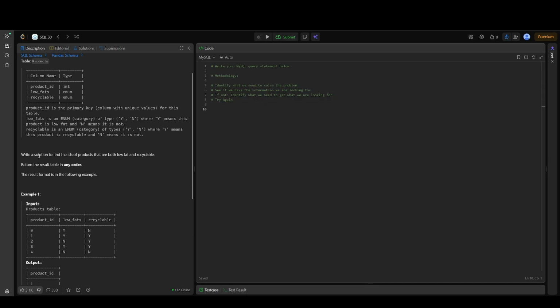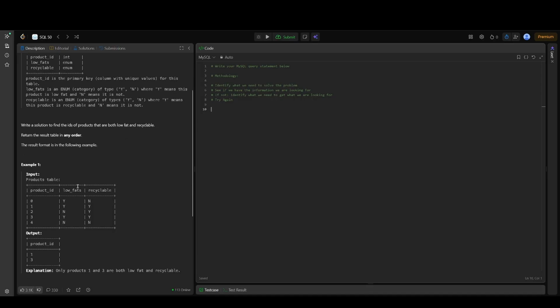In this question, we're tasked with writing a solution to find the IDs of products that are both low-fat and recyclable. Return the result table in any order. The result format is in the following example. I always like to look at the example because it clarifies this text. Right now this question is pretty simple, but it turns the text jargon into a visual format, so you can see what the resulting table will look like. So we're going to be outputting a product ID, and we're going to be outputting the products where there's a Y in low fat and a Y in recyclable. Okay, cool. So let's go through this framework and see how we can solve this problem.